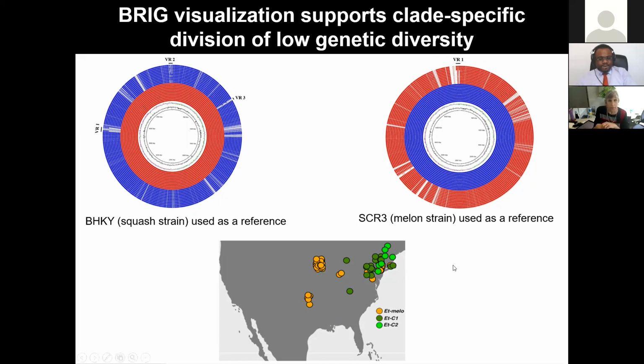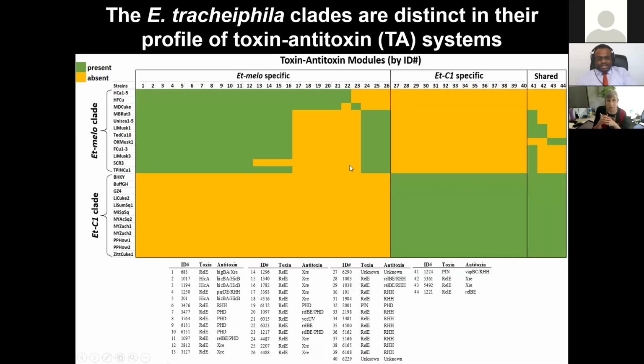And interestingly, if you look at this particular finding, this was despite the fact that all these strains came from throughout a large region. As you can see, these are the melon strains, these are the squash strains. So despite the fact that they came from throughout a large region, we were able to find this level of genetic diversity within the strains, within each clade.